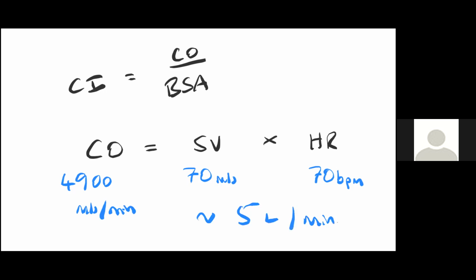And the cardiac index? Yeah, so for the cardiac index, a typical value would be between 3 and 3.5 mils per minute, as we described.